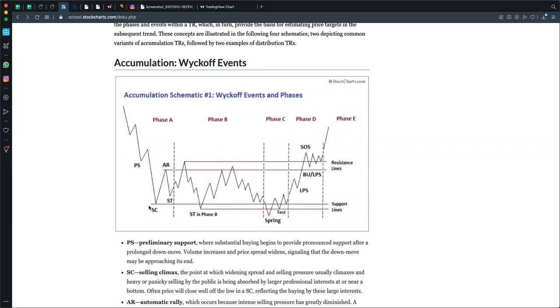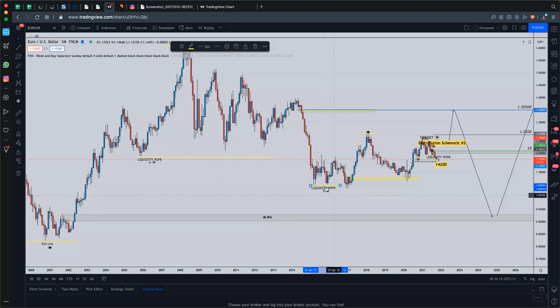Boom. I always say to my clients and students, all of this is nice and pretty, but who cares? This is what makes you money. ST and phase B, spring test, that's what makes you money. Once you understand that, boom, we make that move. So again, ST and phase B, spring, the test.